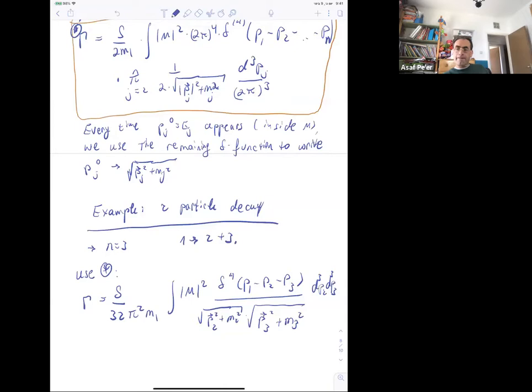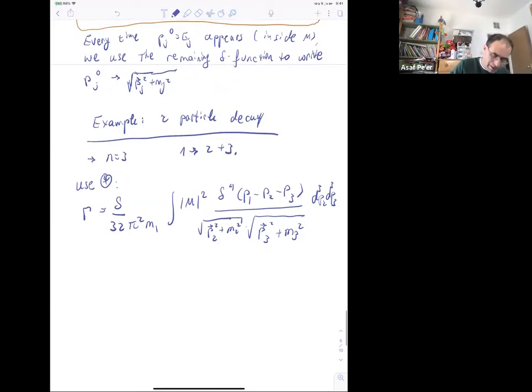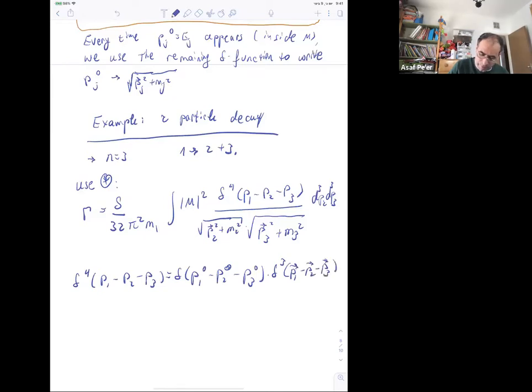Okay. You all with me? That's the integral that we need to solve. We have a four-dimensional delta function, but here we only have an integration over three-dimensional real space, right? Through real momentum. So what we do is we simply write down delta 4 of p1 minus p2 minus p3. It's just delta of p1 0 minus p2 0 minus p3 0 times delta cubed of p1 minus p2 minus p3, right?